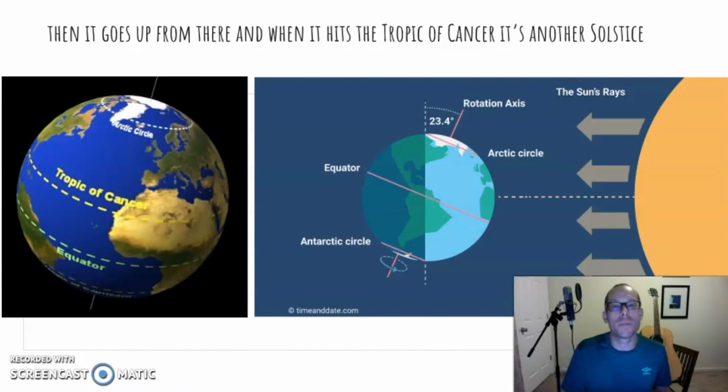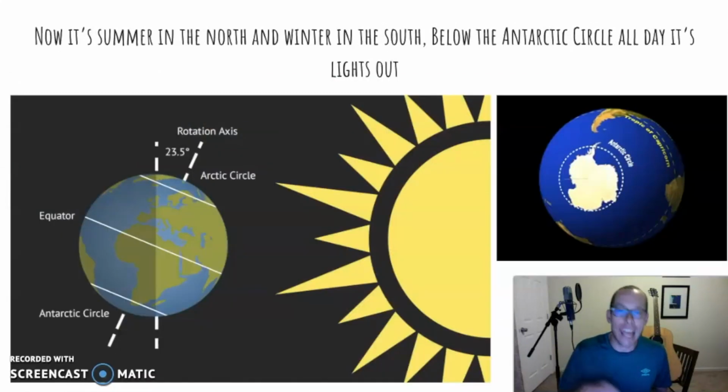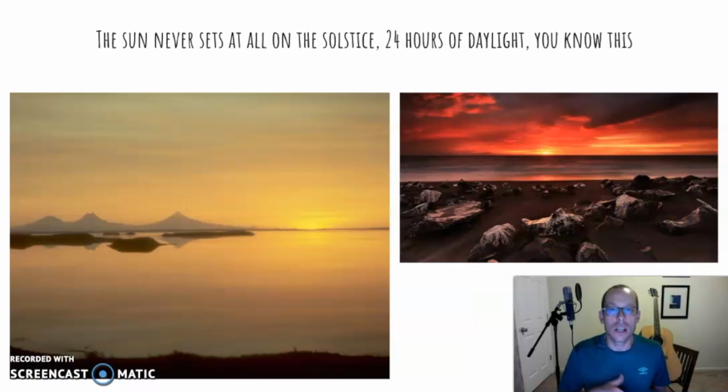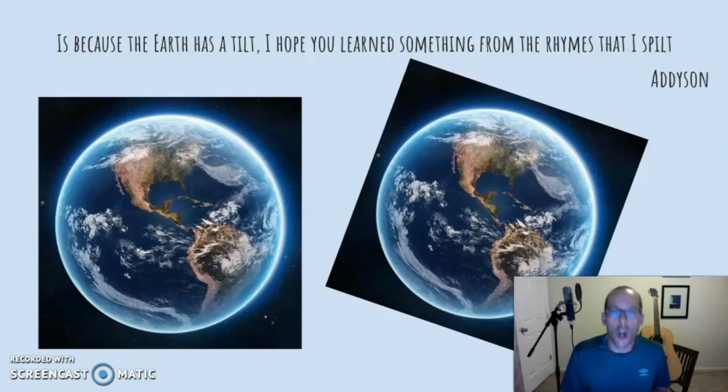Then it goes up from there, and when it hits the Tropic of Cancer, it's another solstice. It's summer in the north and winter in the south. Below the Antarctic Circle all day it's lights out, but on the other side, way up there in the Arctic zone, home of the polar bear, the sun never sets at all on the solstice. 24 hours of daylight. You know this is because the Earth has a tilt.